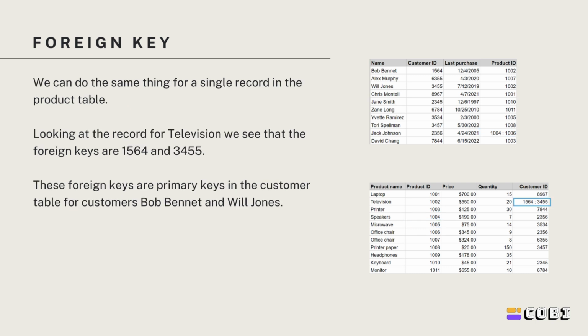Let's do the same thing for a single record in the product table. Looking at the record for television, we see that the foreign keys are 1564 and 3455. These foreign keys are primary keys in the customer table for customers Bob Bennett and Will Jones. So you can see the relationship between our two tables in this relational database.